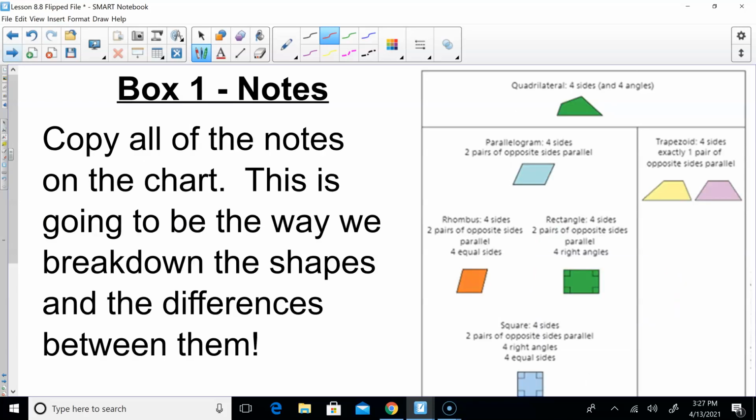This is another thing we're going to copy. Really excited. We're going to copy all of the notes on the chart. This is going to be the way we break down the shapes and the differences between them. So you can pause the video right now. We're going to walk through some of the parts if you can't see them as well. It's not the best photo, but it's the photo I got right there.